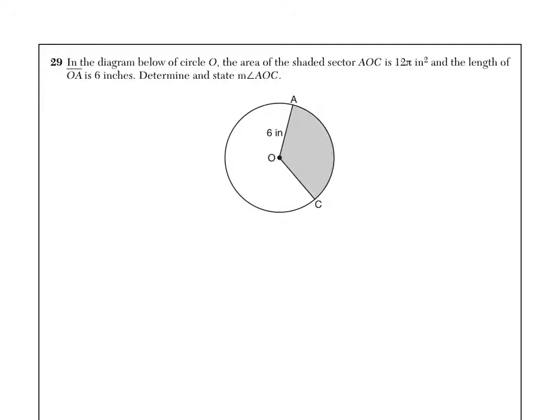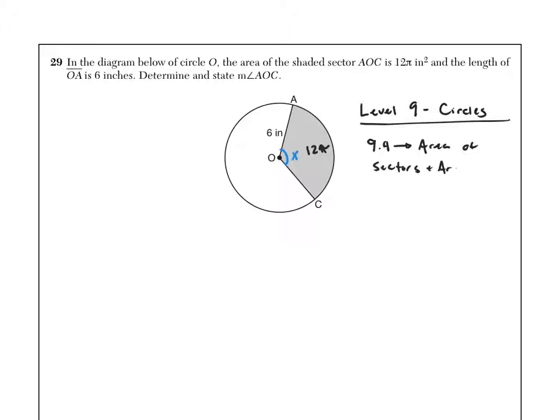All right, number 29. In the diagram below in circle O, the area of the shaded sector AOC is 12 pi. And the length of OA is 6. Determine and state the measure of angle AOC. So the angle is our x in this point, and we know the shaded sector is 12 pi. Now this is from level 9, where we learned about circles. And if you really wanted to review this exact topic, all you'd have to do is go to 9.4, area of sectors, and as an added bonus, you have arc length.